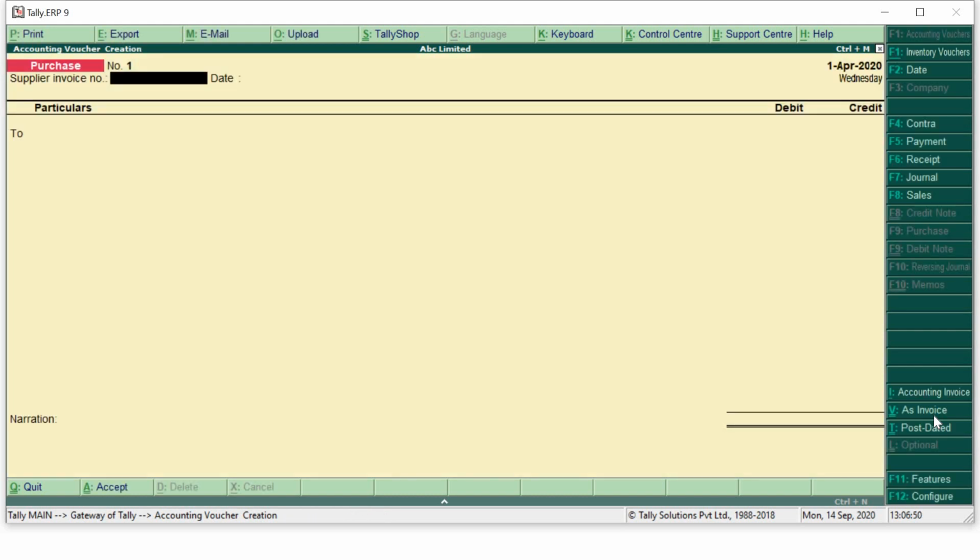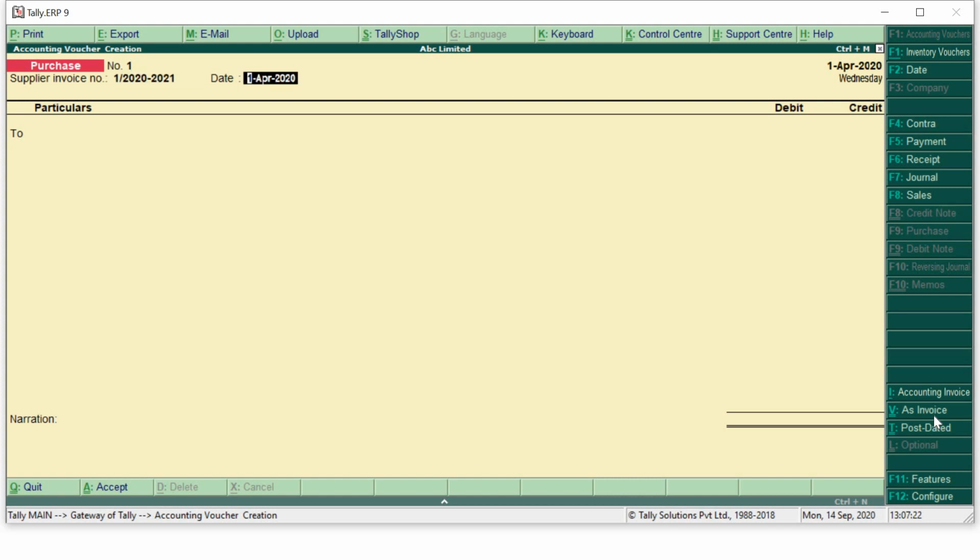Then you have to enter your supplier invoice number. Now how will I get this supplier invoice number? It will always reflect on your invoice. The invoice or the bill which you get from the supplier, there they always mention the invoice number. So you have to enter that invoice number. Now here I will just enter invoice number one for the financial year 2021.